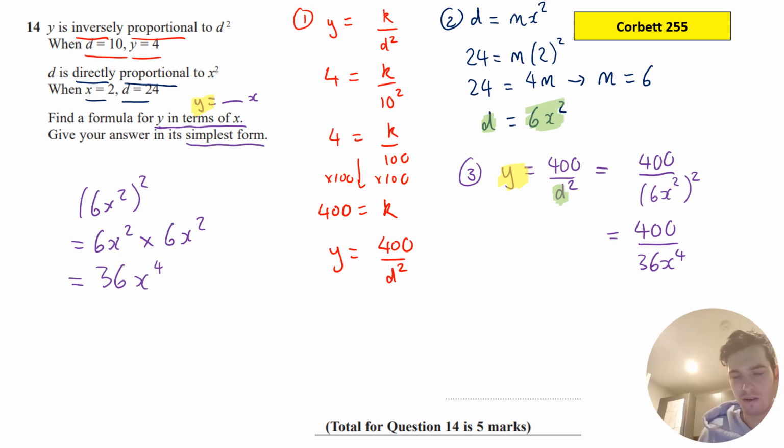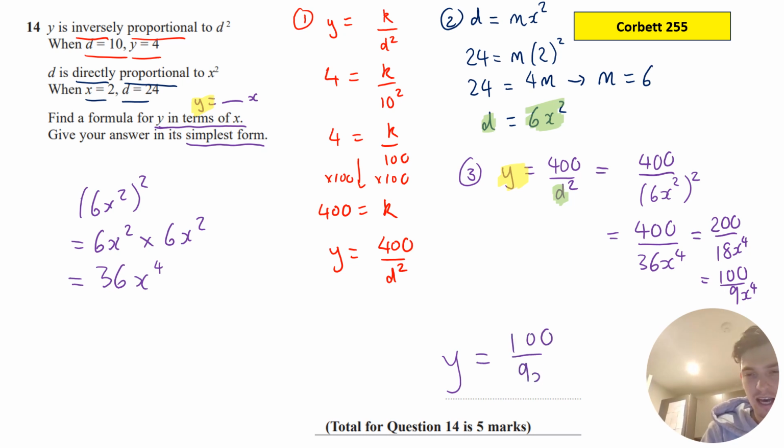So can I cancel out? Well, yeah, I can. Both of these things can be divided by 2. So 200 over 18x to the power of 4. And I can divide by 2 again: 100 over 9x to the power of 4. And I can't simplify any further. So let's rewrite that as y equals 100 over 9x to the power of 4. So a nice 5-mark proportion question there. Let's keep on going.